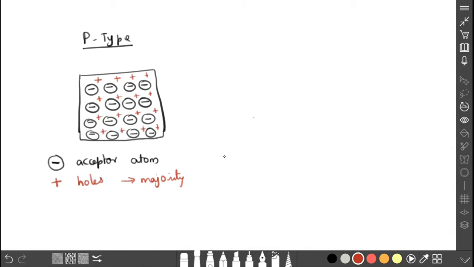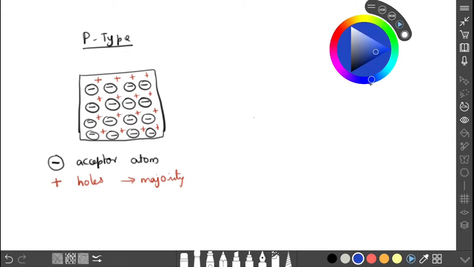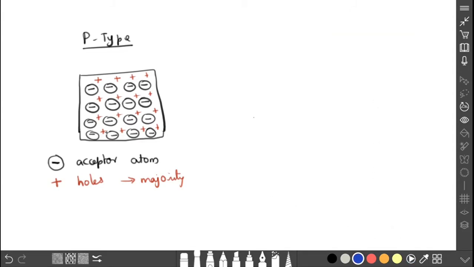And in this P-type, electrons are the minority charge carriers. So now you can understand the diagram of P-type. P-type consists of acceptor atoms, holes are the majority charge carriers, and electrons are the minority charge carriers. So now you can understand the diagram of P-type semiconductor.